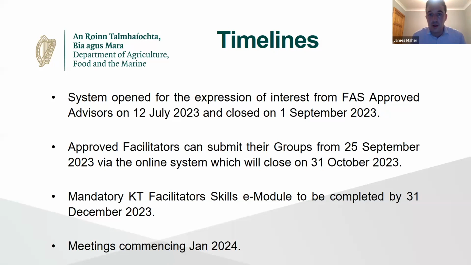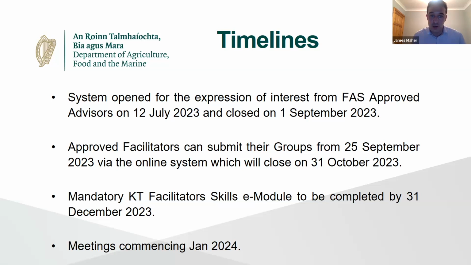So just a recap, I suppose, on the timelines. The first one has already passed. The expressions of interest closed on the 1st of September for anyone who was on the FOSS approved list of advisors on the 12th of July. So we're currently here in the second bullet, where facilitators can now submit their groups, and that will be open on the online system until the 31st of October, which I appreciate is quite tight given everything else that's going on at the moment.